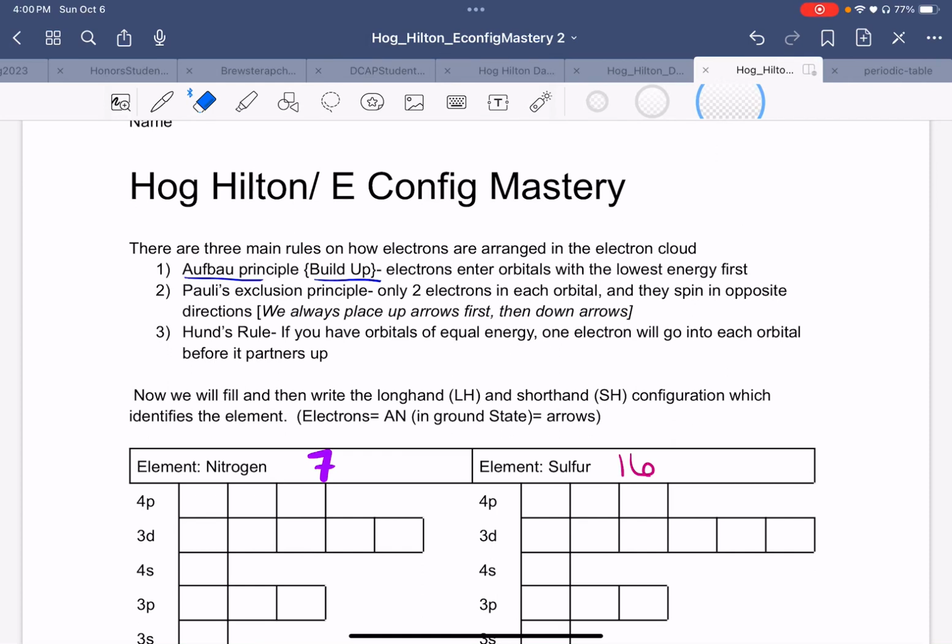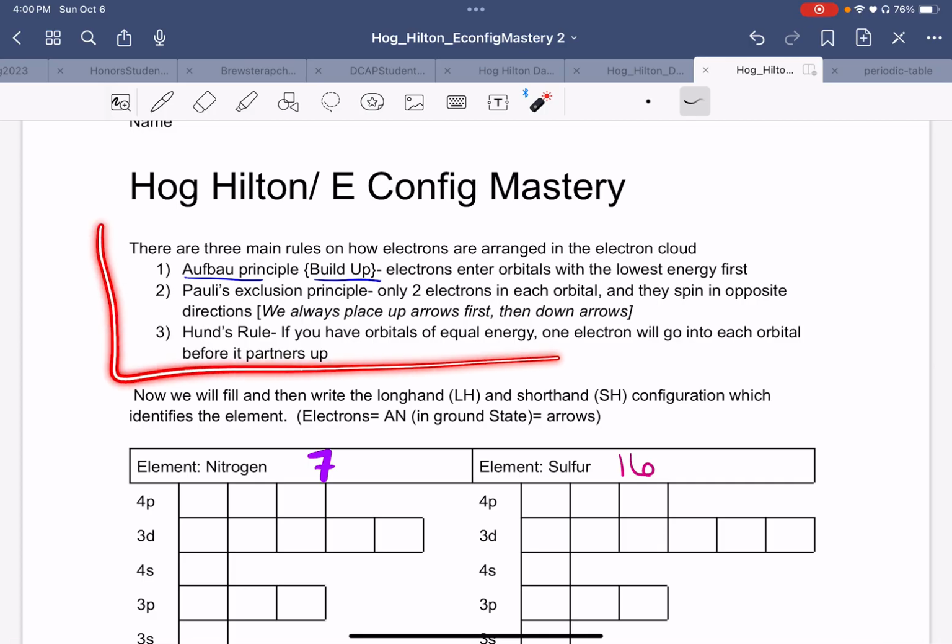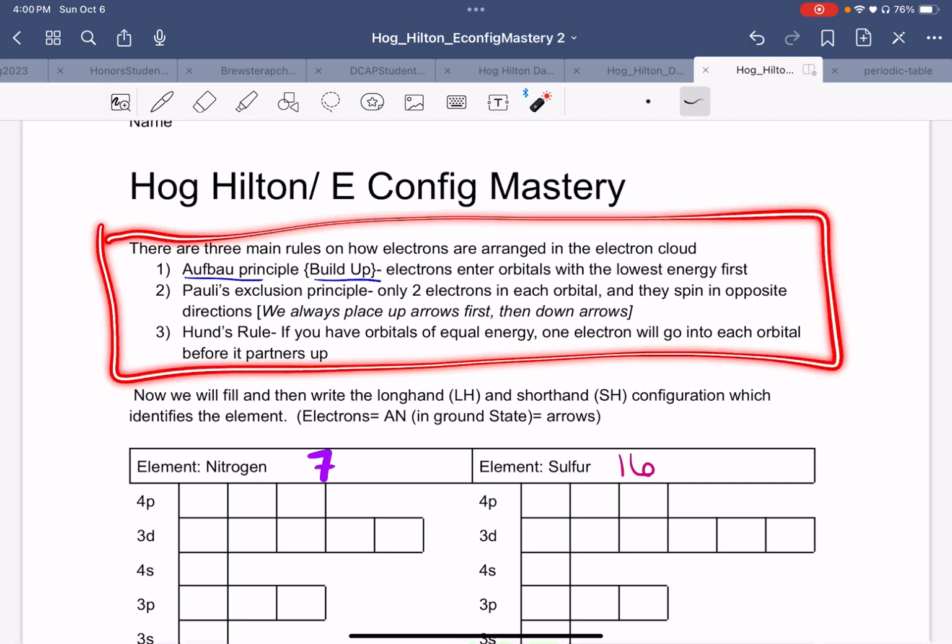Okay, this is Hog Hilton Electron Configuration Mastery. So we're going to work on seeing how well we're doing and putting it together with atomic structure and electrons. We are still using the same 3 rules we've been using for Hog Hilton. They're still going to apply.